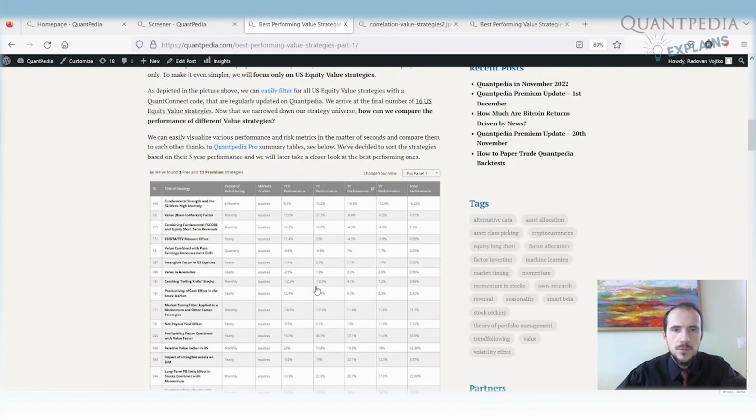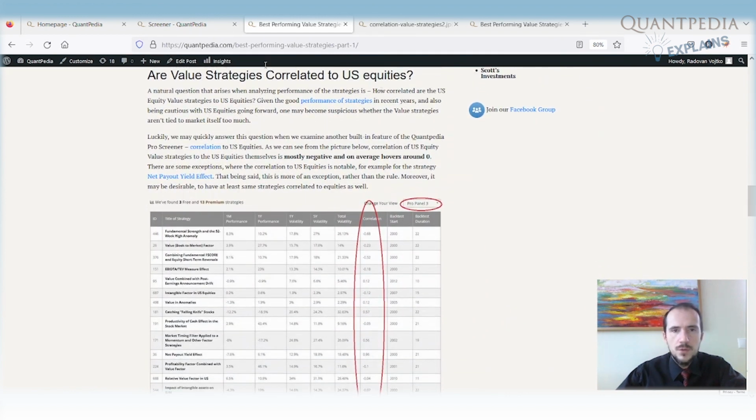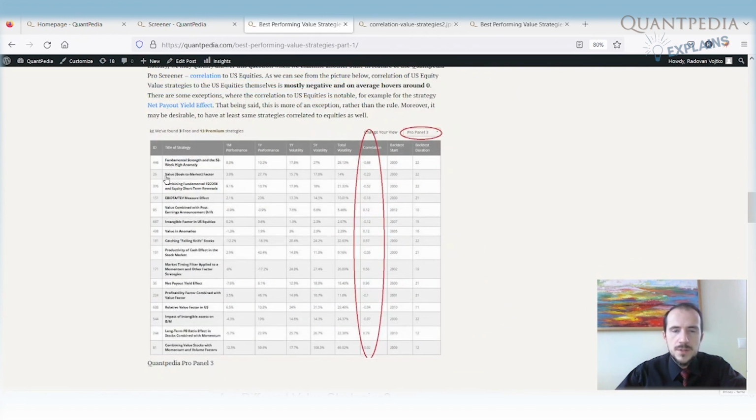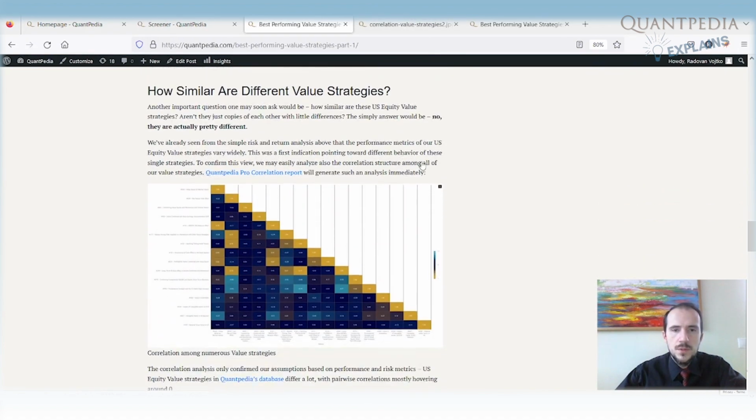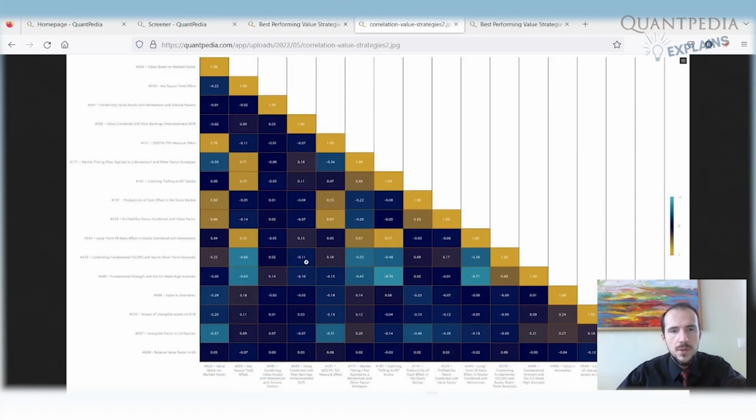Here is our article about the best performing value strategies. In the article there is a way you can find and sort the strategies by yourself by using Quantpedia Pro. The most important thing that I would like to show you is the correlation of value to US equities. As we can see, the usual value strategy is not very well correlated. The usual correlation is close to zero. And also when we look at the correlation between value strategies among themselves, you can see that the average correlation is around zero. Blue parts of the chart are correlations close to zero, and the yellow ones are significantly higher. You can see that we have a lot of blue parts, so the average correlation of the value strategies among themselves is close to zero.